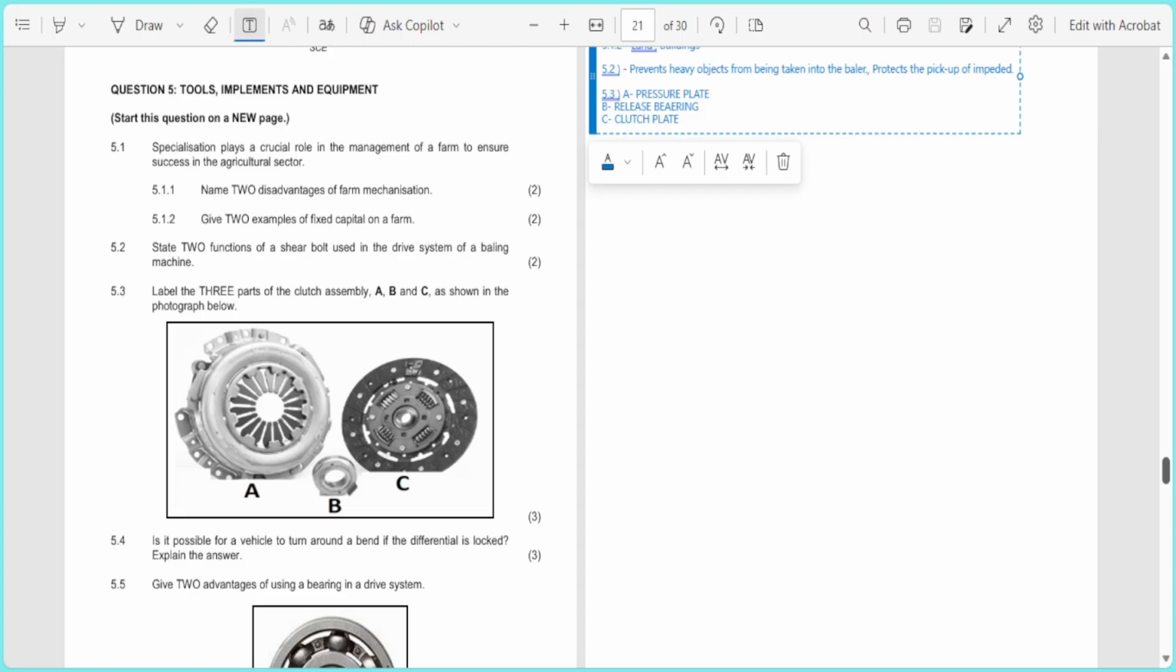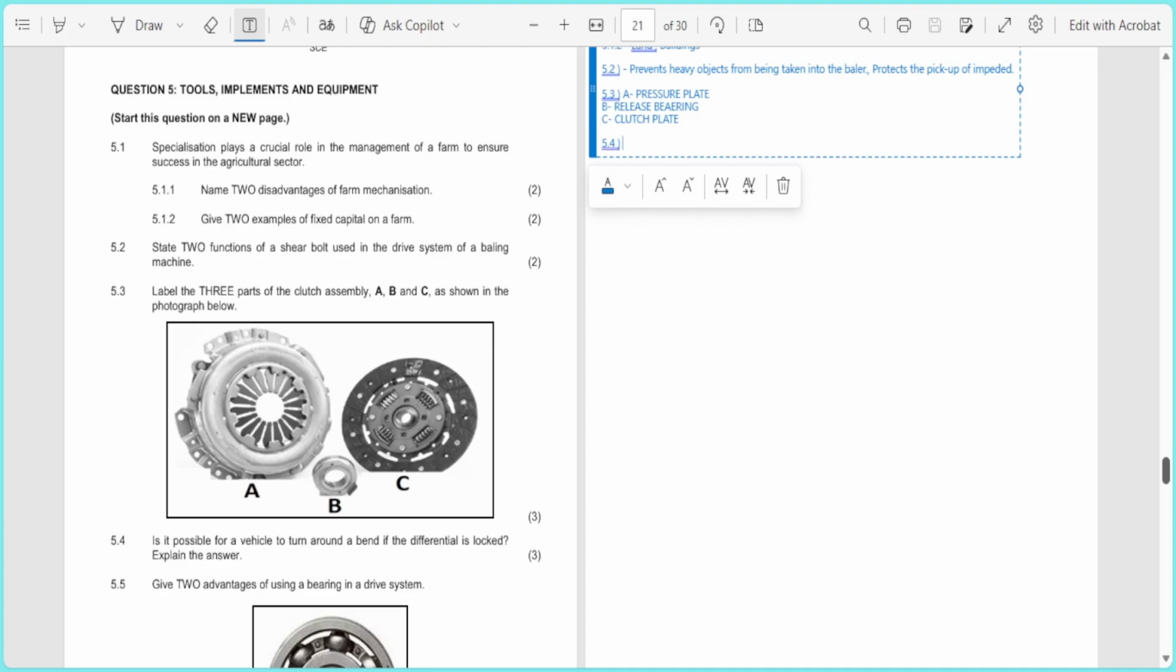Clutch plate. Understanding these three components is crucial for anyone maintaining farm vehicles. Question 5.4: locked differential and turning. Is it possible for a vehicle to turn around a bend if the differential is locked? Explain your answer.